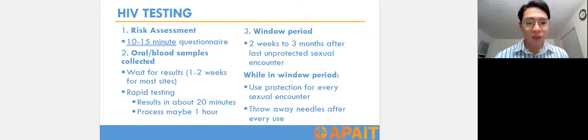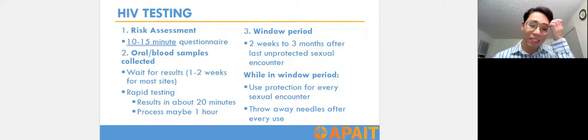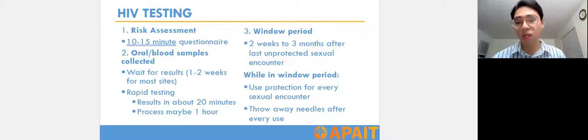All right, so for the next couple of minutes, we'll briefly go over HIV testing and the types of tests. Through client interactions, there will be a risk assessment where we gather the client's information about their sexual experiences or any concerns that they may have. This is usually completed in 10 to 15 minutes.